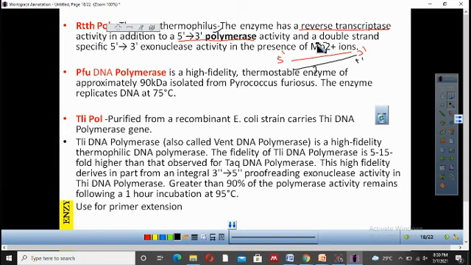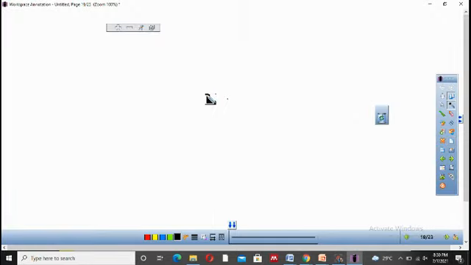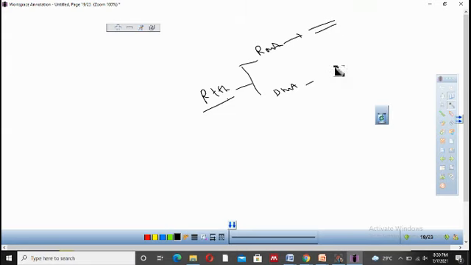So basically, what will happen? It has two types of activity. It can act on both the RNA template as well as on the DNA template. So it can make the copy RNA to DNA, and it will make the copy DNA to DNA.